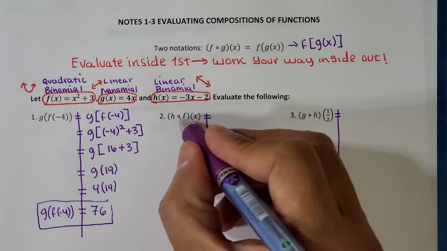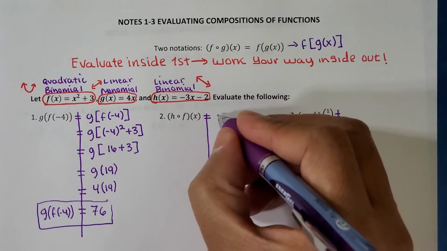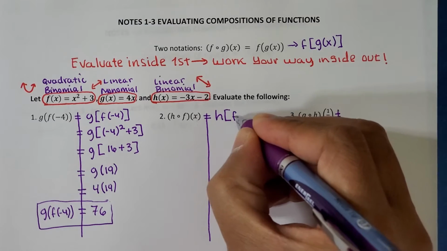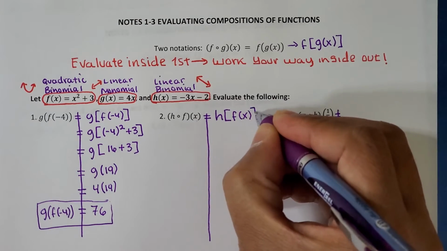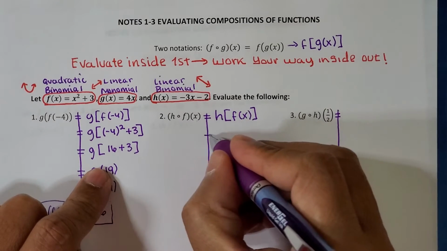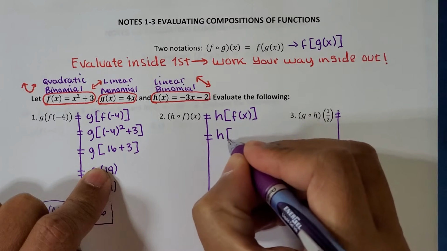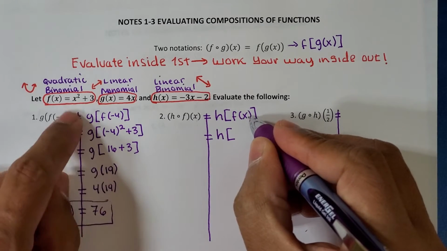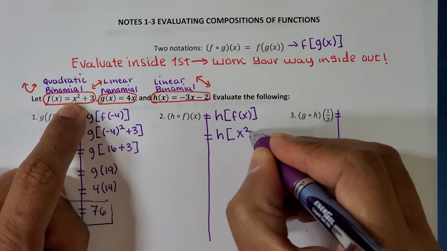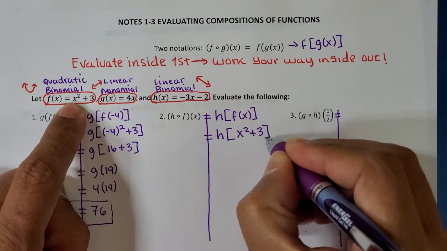On this next example, again, I'm composing h and f of x. So this is what this means. Again, h is going to come out, I'm going to have a bracket, and then f of x is going to be inside that bracket. Okay, so then I'm looking at h still going to be outside. I'm going to have this bracket, but instead of f of x, I'm going to look at f of x, and that's going to be replaced by the binomial here, x squared plus 3.